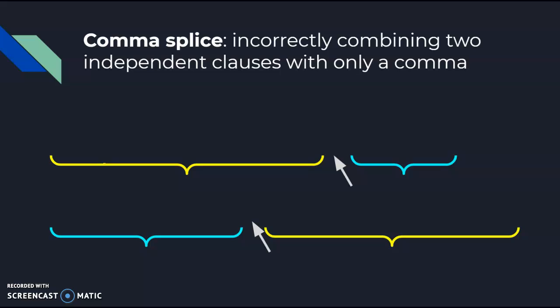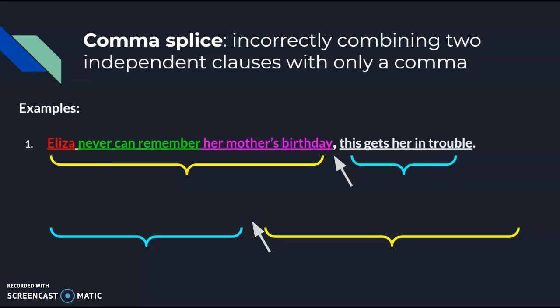Another way we can improperly combine two independent clauses is in a comma splice, when we combine independent clauses with only a comma and nothing else. So for example, Eliza can never remember her mother's birthday. Eliza is our subject, our verb is can never remember, and to make this a complete thought, we need her mother's birthday. And then we also have the independent clause, this gets her in trouble. All that's between these is a comma, so that makes this a comma splice.